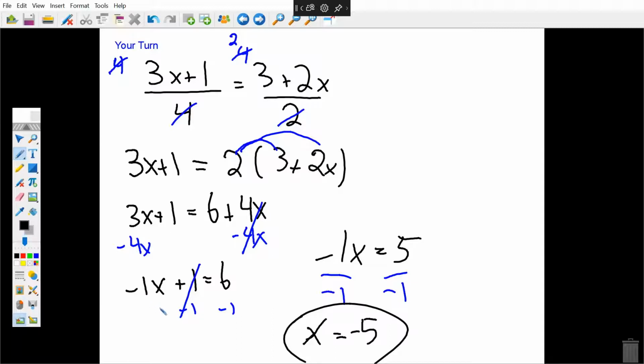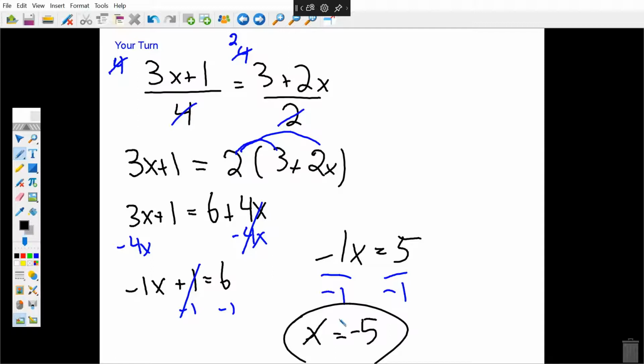Now I have negative x plus 1 equals 6. The opposite of positive 1 is negative 1. I minus 1 from both sides. I'm left with negative 1x equals 5. I have to get rid of the negative 1, so the x can be by itself. So I divide both sides by negative 1, leaving me with x equals -5.